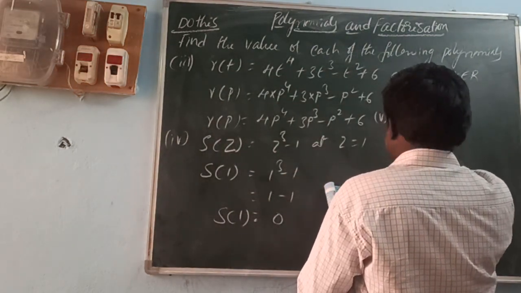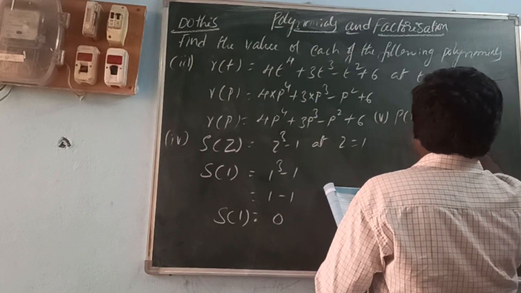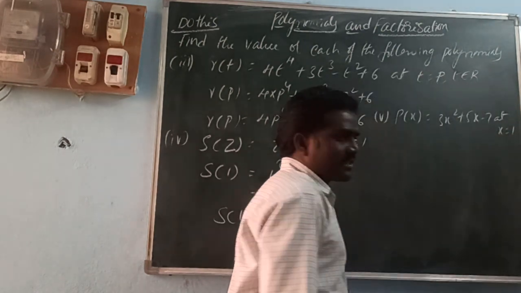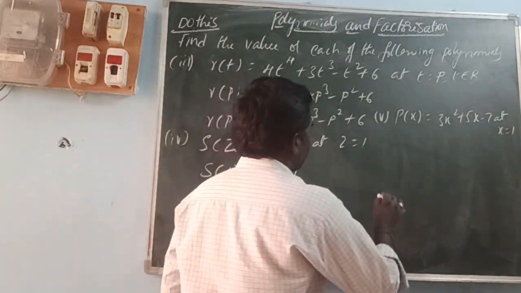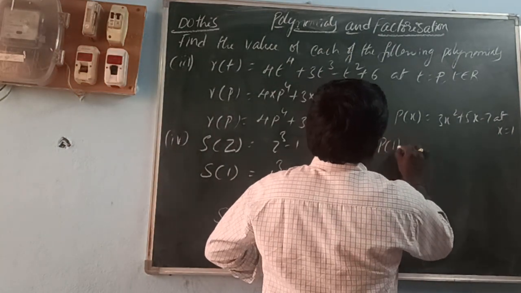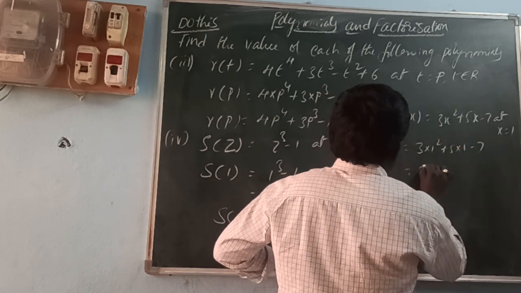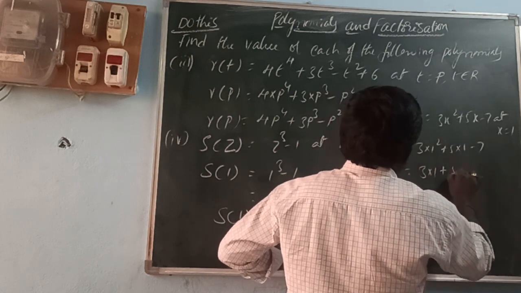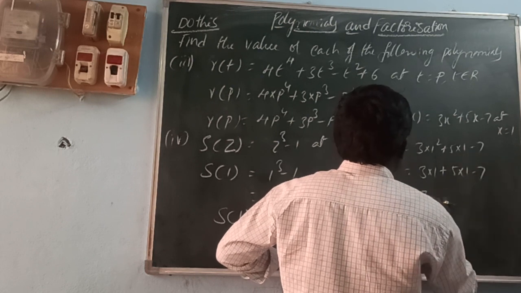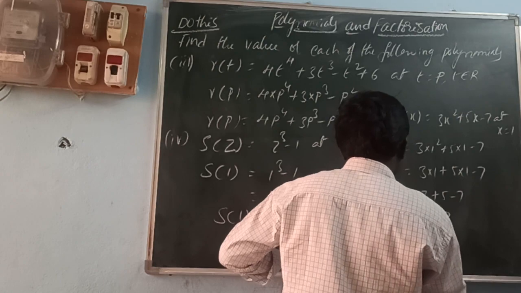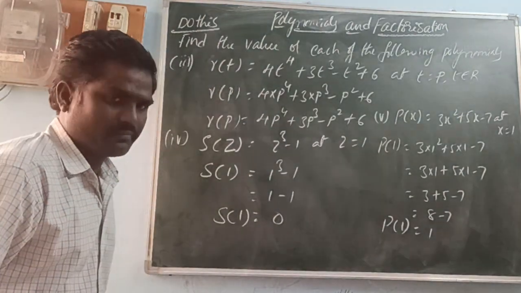Next, P of x is equal to 3x square plus 5x minus 7 at x is equal to 1. In the place of x we take 1. So that is P of 1 is equal to 3 into 1 square plus 5 into 1 minus 7. So 3 into 1 square, 1, plus 5 into 1 minus 7. So 3 plus 5 minus 7, 8 minus 7, that is equal to 1. P of 1 is equal to 1.